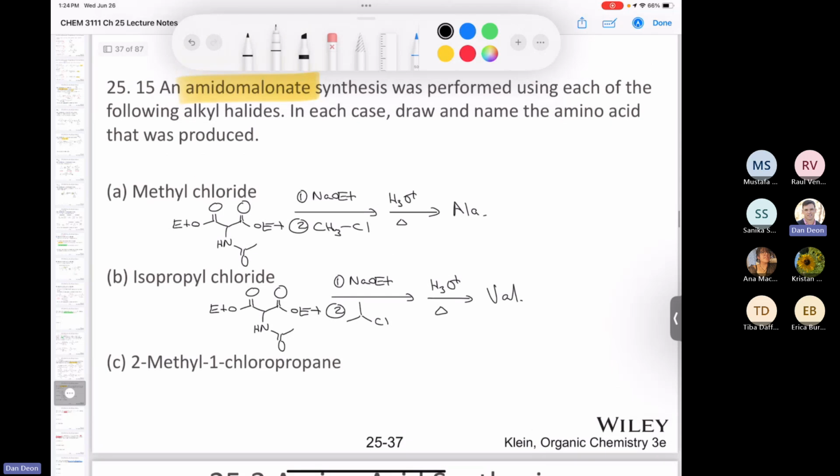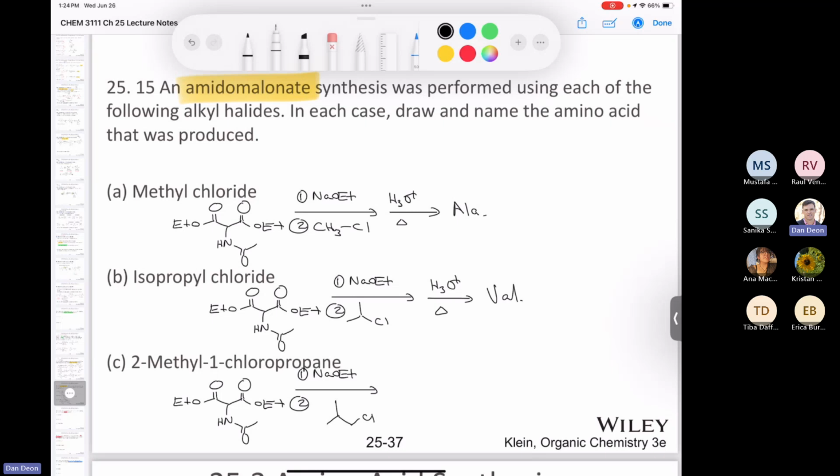So let's try the next one, which says 2-methyl-1-chloropropane. So if I paste everything in here, and let's get this over here. So we've got 2-methyl-1-chloropropane. Let's see here. So we've got 1-chloropropane, and then we've got 2-methyl. We'll look at that. It's an isobutyl group, all right?